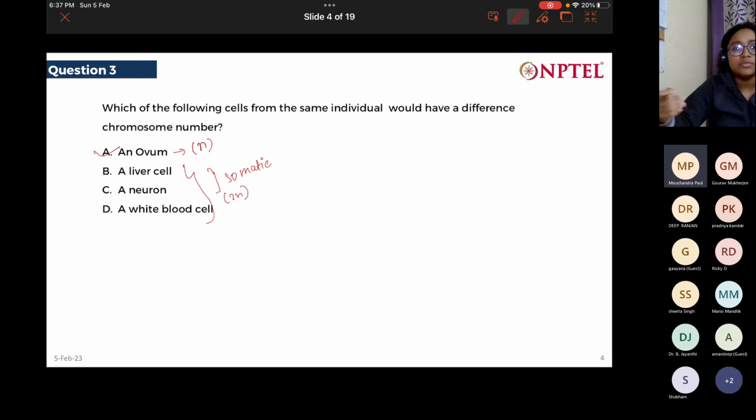the sperm and form a zygote. So the whole fertilization process will take place, right? So in the body, it is the ovum or the sperm which has a different chromosome number, whereas the rest of the cells in the body are all 2n. All are having 46 chromosomes. Only the ovum has 23 chromosomes.